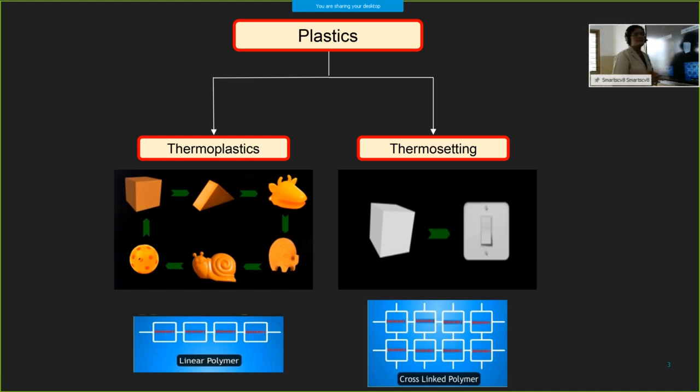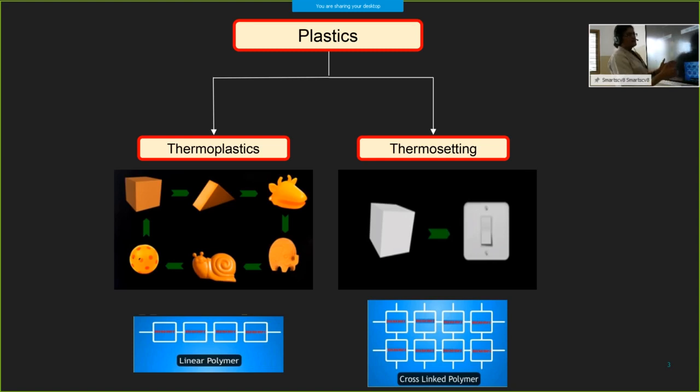What is the difference between these two? The main difference lies in the structure. This is the structure of thermoplastic. I told you plastics are polymers. So they have a linear polymer chain. In the case of thermoplastic, they have a long chain with many monomers. So that is the main difference.